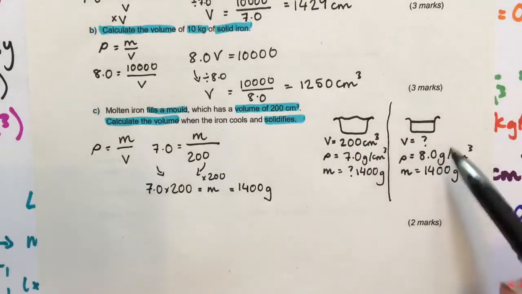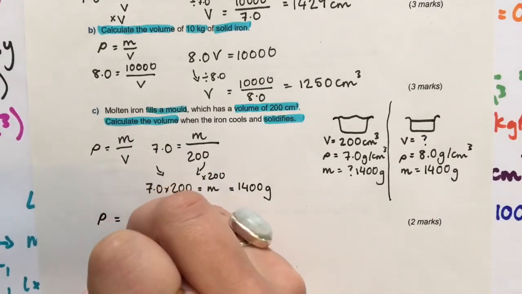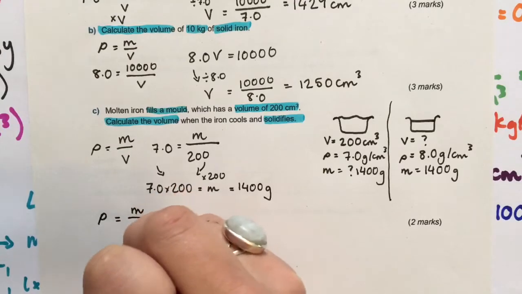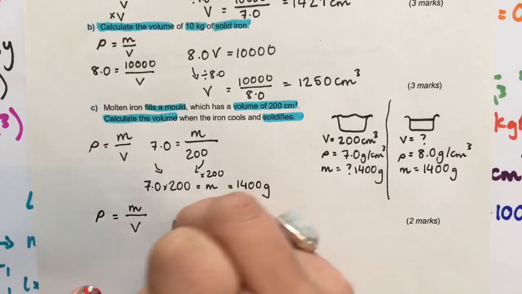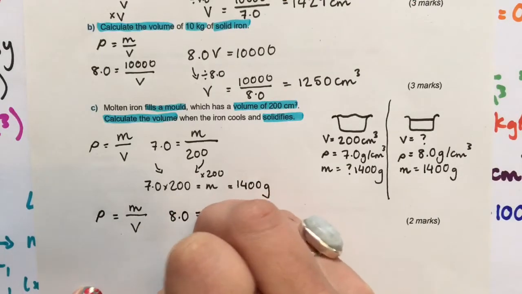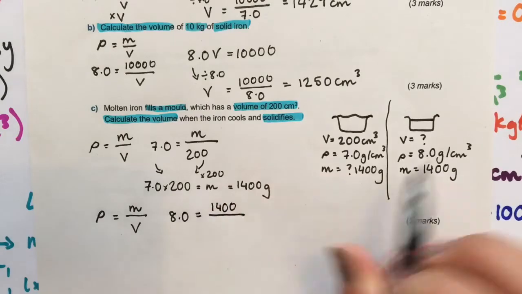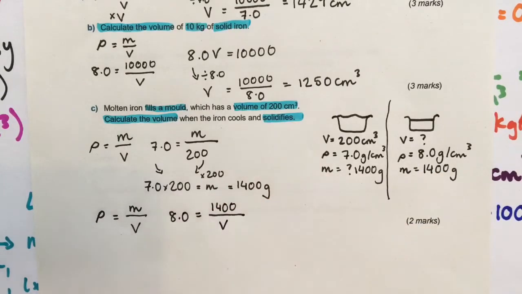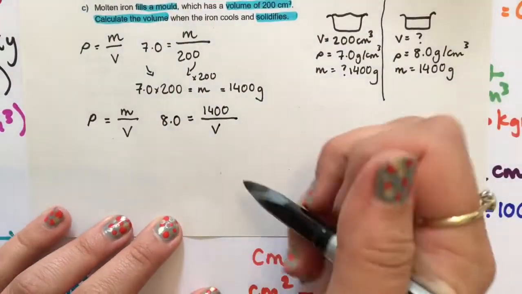So now we need to work out the volume after it has solidified. We're going to use the same equation. Density is mass over volume. Our new density is 8.0 grams per centimetre cubed. Our mass is 1,400 grams, and our volume is what we're calculating. So we're going to rearrange like we did in the last question.